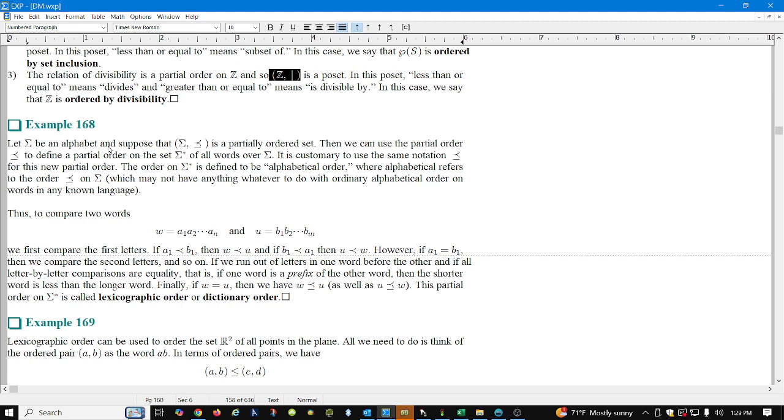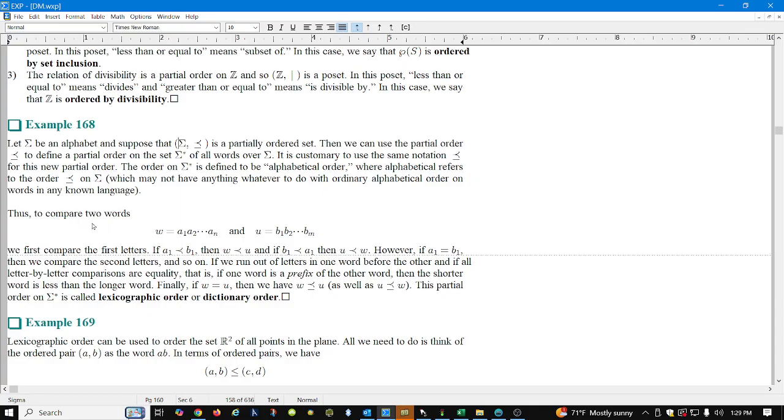If sigma is an alphabet and it is partially ordered by a less than or equal to, we can use that partial order to define another partial order on the set of words over the alphabet. And it's customary to use the same symbol, so we'll do that. The new partial order, the one on the words over sigma, is defined basically to be alphabetical order, where the alphabet order is determined by the original partial order on sigma, on the set of letters. Okay.